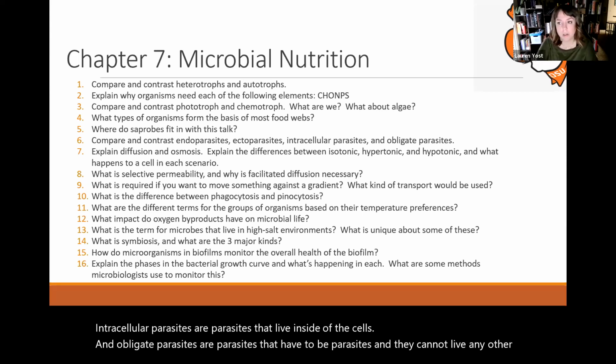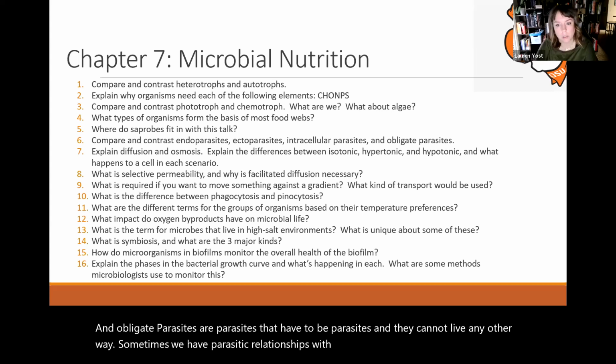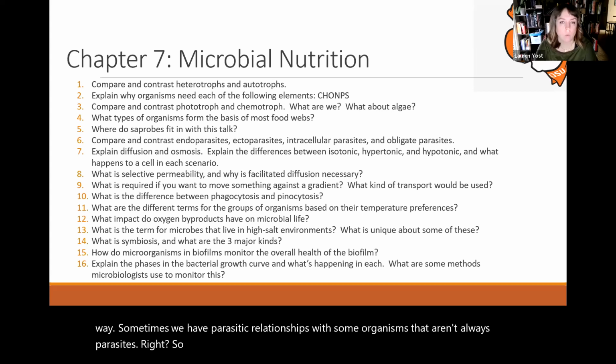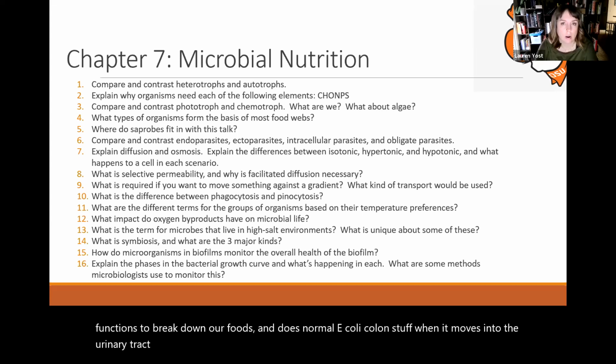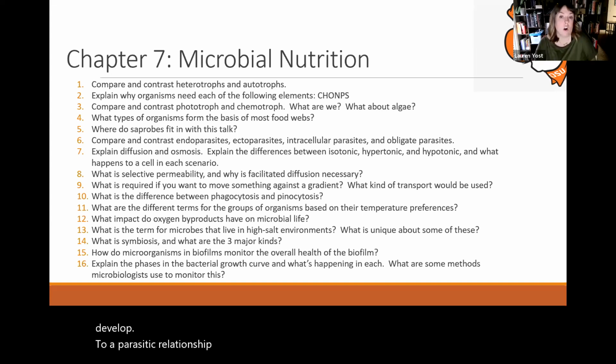Sometimes we have parasitic relationships with some organisms that aren't always parasites, right? So like if we were talking about E. coli that normally lives in our colon and functions to break down our foods and does normal E. coli colon stuff, when it moves into the urinary tract, then it is outside of its little area. It can cause problems and that can develop into a parasitic relationship. So it's not always parasitic, right?